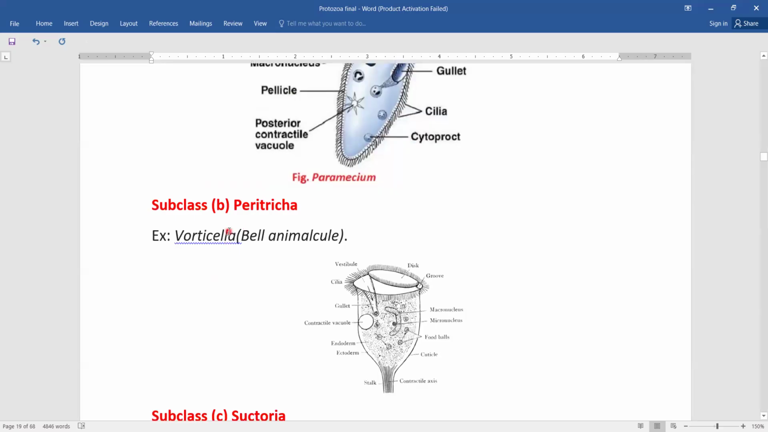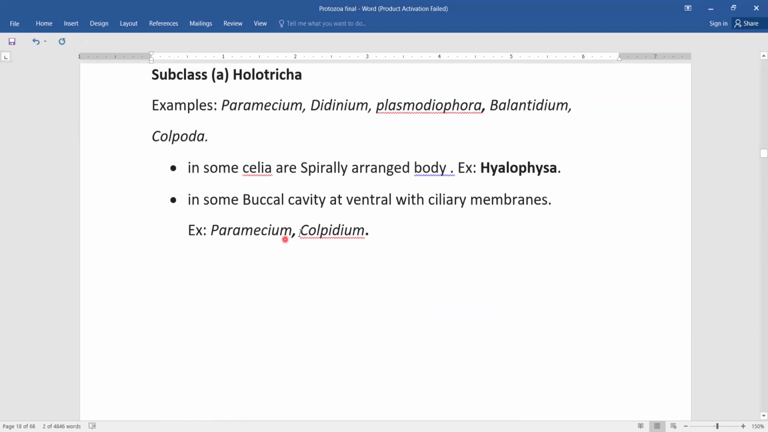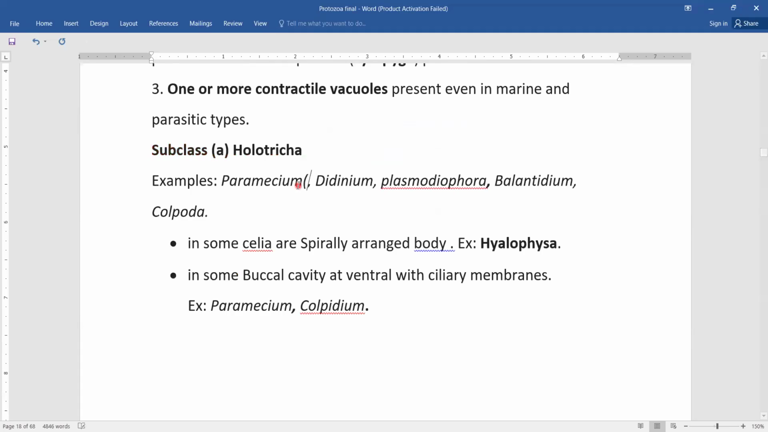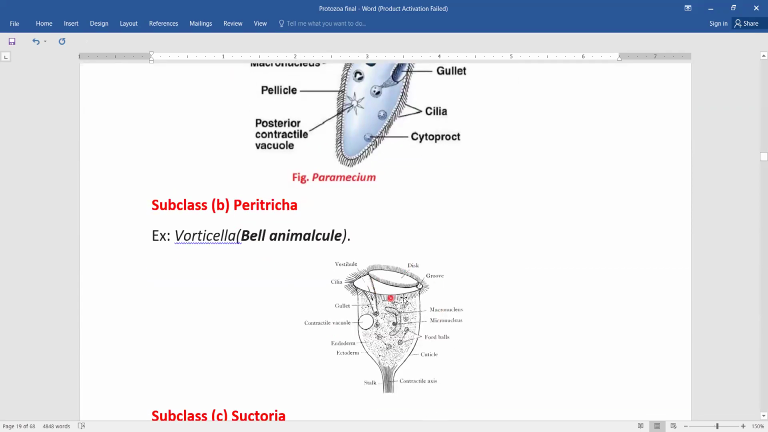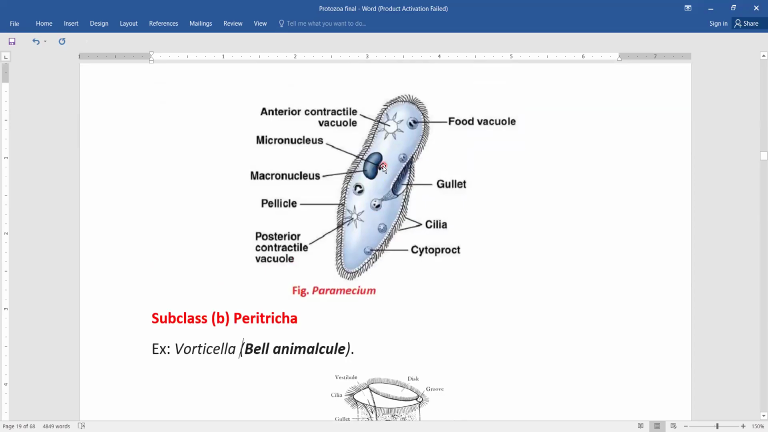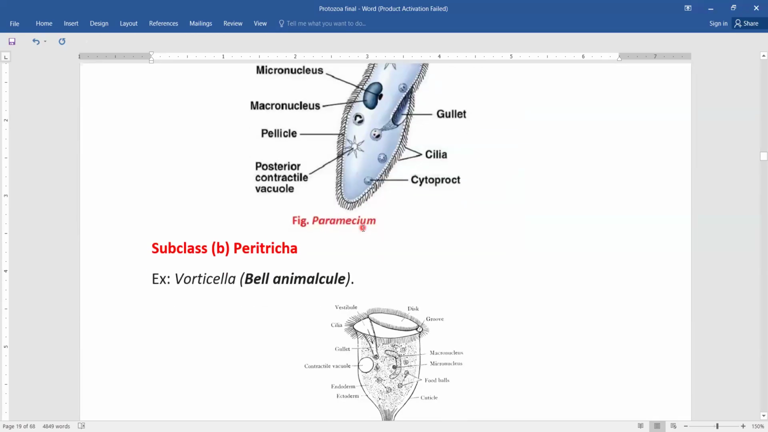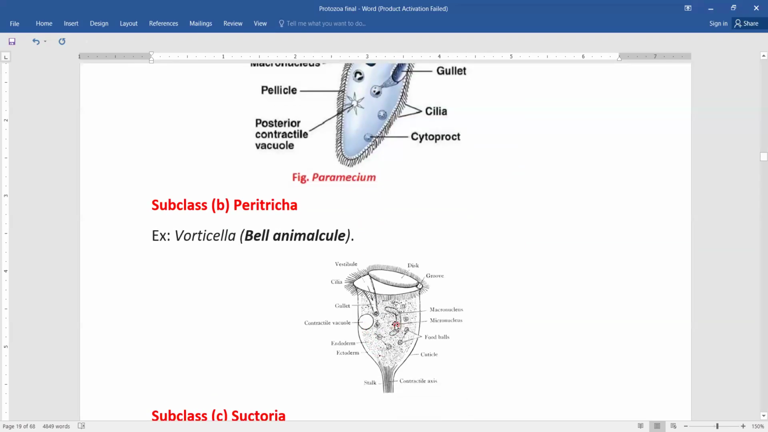There are three subclasses. Peritricha, example is Vorticella. Its common name is bell animalcule. I forgot to write, what is the common name of Paramecium? We all know, slipper animalcule. You remember this, it is important because it has a slipper shape. Peritricha, only around the mouth surroundings cilia are present, hence the subclass Peritricha was added. Example Vorticella, which has an inverted bell shape, hence bell animalcule. Observe here the macronucleus, micronucleus, anterior contractile vacuole and posterior contractile vacuole. Here also both macronucleus and micronucleus are present.